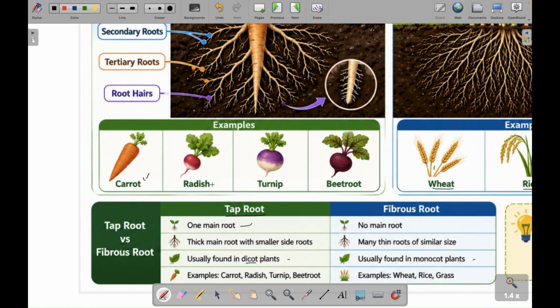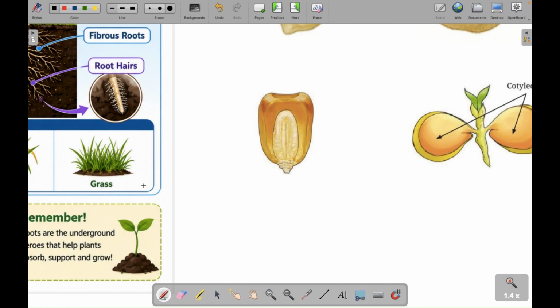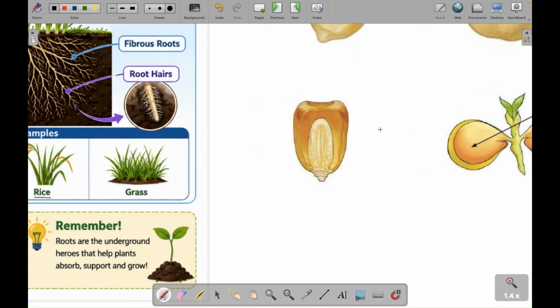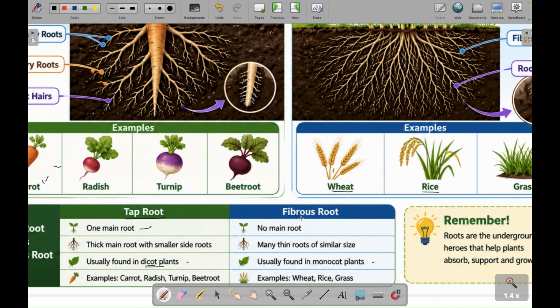If it is a taproot system, it will have dicot plants. That means a baby plant of this will have two leaves like this, right? So it will have two cotyledons. However, for baby plants in the fibrous root system, for example wheat, rice, grass, it will just have one main cotyledon, right? No two cotyledons, only one cotyledon. So fibrous root is mainly found in monocot plants. Taproot is usually found in dicot plants.